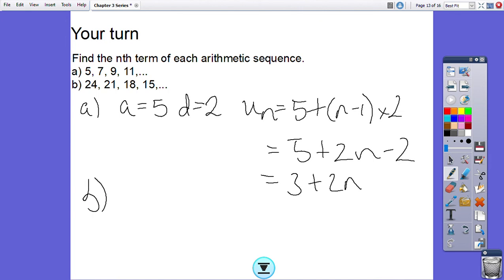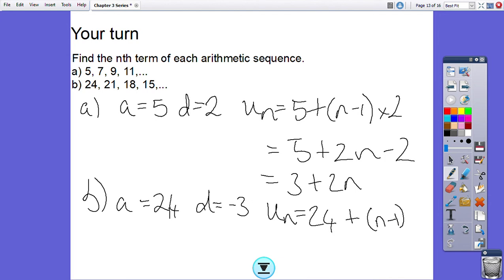Right, B, you should have got that A was equal to 24, D was equal to minus 3, so that Un is 24 plus n minus 1 times negative 3, which is going to be, well, you'll get minus 3 and you'll get a plus 3, so you're going to get 27 minus 3n. Give yourself a big tick if you got that this time. If you didn't, as I say, go back and correct it.